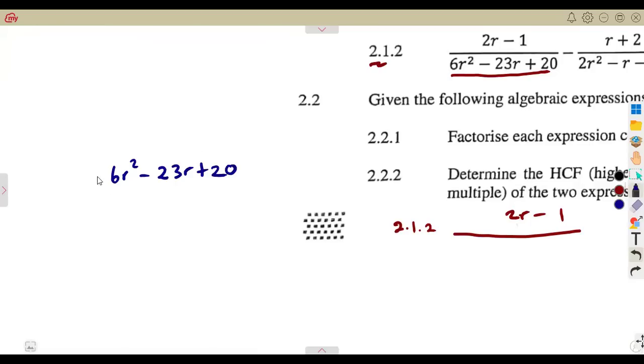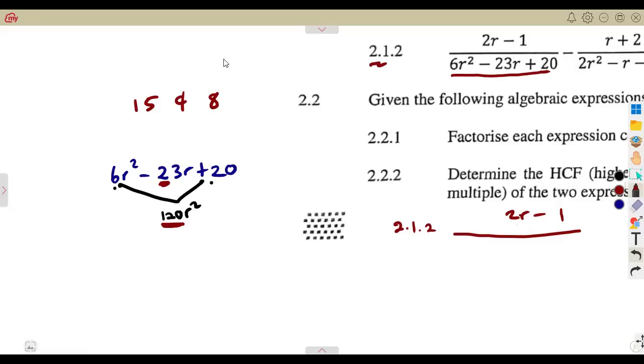Since the coefficient of r squared is not a 1, I'm just going to use the last concept that we applied: multiplying the first term to the last term. If I multiply 6r squared and 20, that will be 120r squared. Do we have two terms that we can multiply to obtain 120, and if we add them, we must obtain a negative 23? Let's think of 15 and 8.